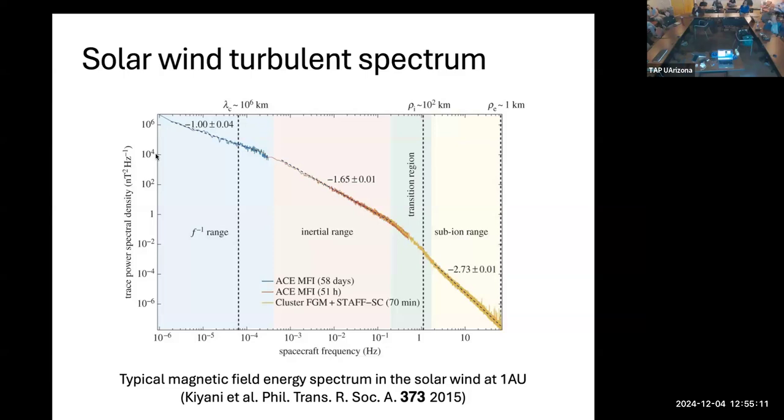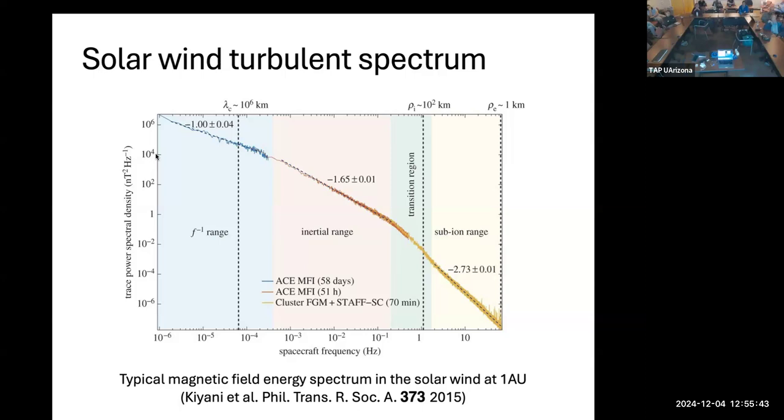Then what follows is a range of frequencies that's called the inertial range. And this is analogous to the inertial range of turbulence of the phenomenological theory of Kolmogorov for fluid turbulence. But in a fluid, what happens is that when you arrive at the dissipation range, then there is the sink for your turbulent cascade. You start to dissipate, and that's how your spectrum ends.